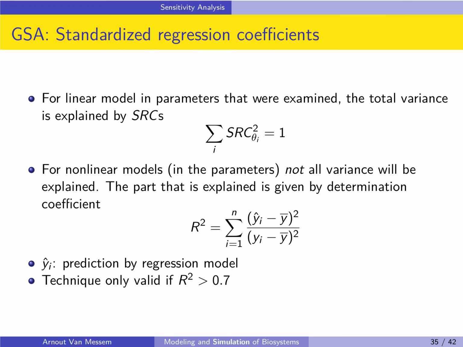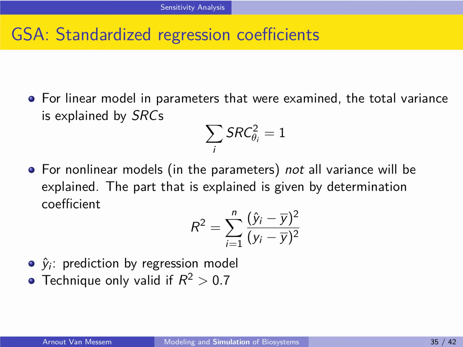If the parameters really follow a linear model, then it can be shown that the total variance will be explained by the SRCs. It can then be shown that the sum of all the squares of the SRCs is equal to 1. If the parameters actually follow a non-linear model, then our linear regression is only an approximation, and we will not explain all the variance.